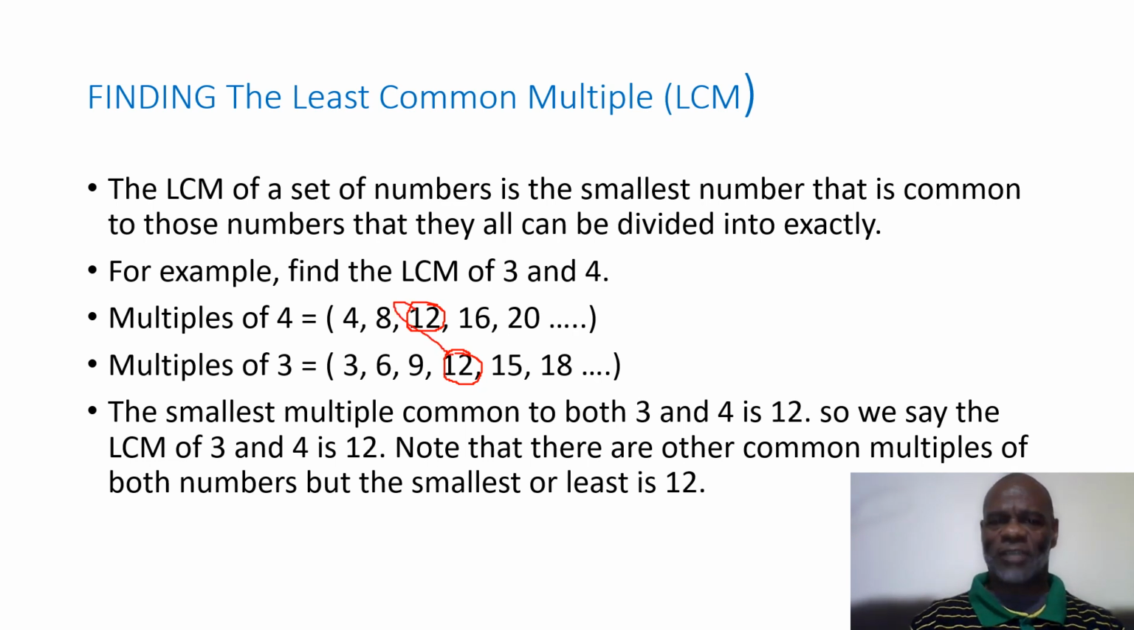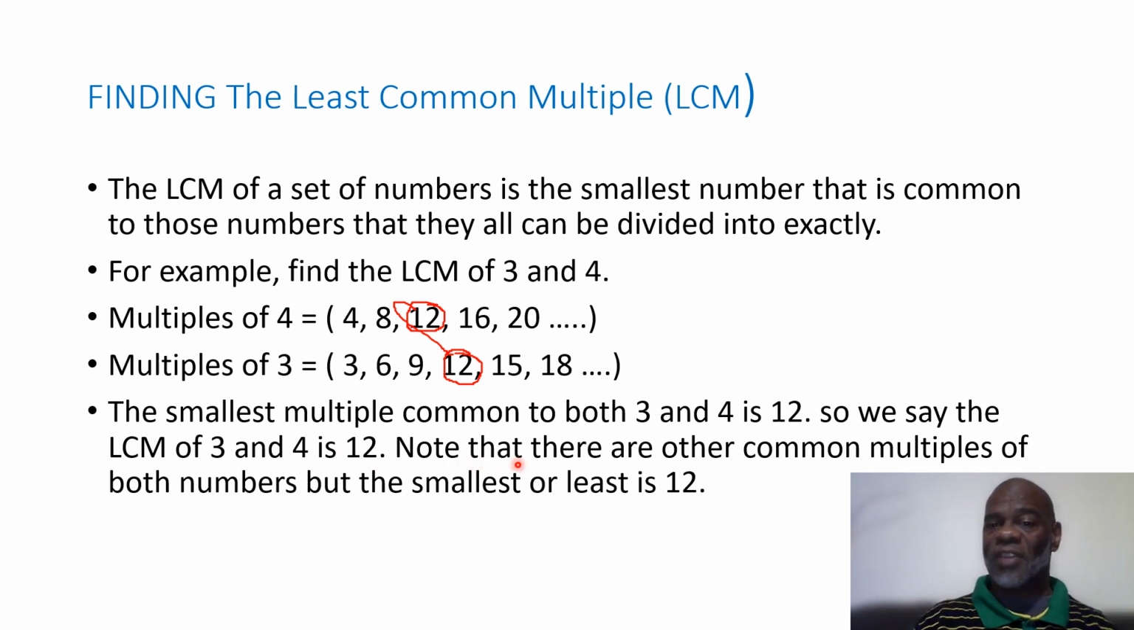So it is the smallest number in both sets that is common. That's why we say the least common multiple. That's how we get LCM. They are the smallest number common to both sets, and they are multiples of 4 and 3. So the smallest multiple common to both 3 and 4 is 12. We say the LCM of 3 and 4 is 12.